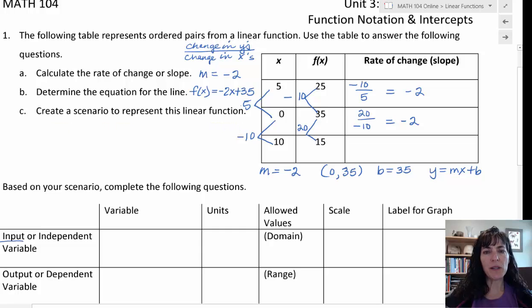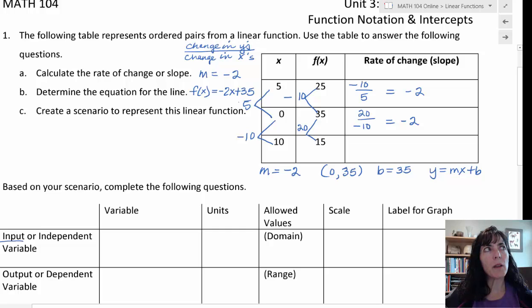Create a scenario to represent this linear function. While I'm thinking about it, I know a couple of things. I know I'm starting at 35 in the y direction. So whatever the y direction is, it has to start with 35 of whatever it is. And then it's decreasing because I have a negative slope, so it's going down as whatever happens across the x-axis grows. So if I do something with time, I could have 35 at the start, and then it decreases by 2 every day, and eventually it'll get down to 0. I could do something like that.